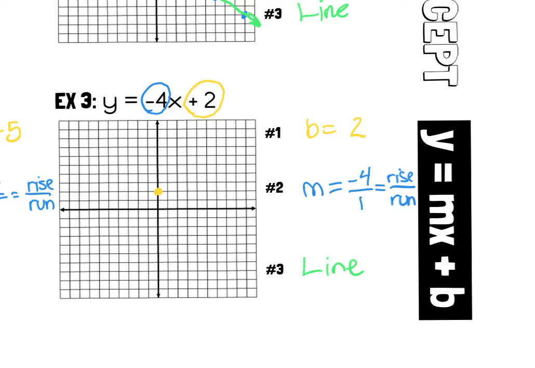So from the y-intercept, I'm running 1 space to the right and dropping 4 spaces down because this is a negative rise. I can continue doing that. 1 right, 4 down. 1 right, 4 down. I can also reverse both directions. 1 left, 4 up. 1 left, 4 up. And I should see a nice straight linear relationship through all of these points. And that's what your graph should look like.